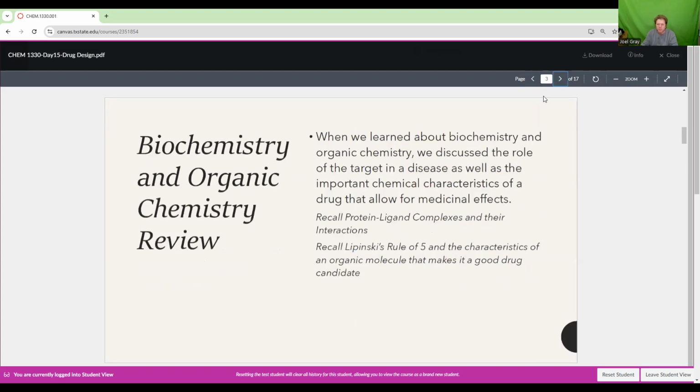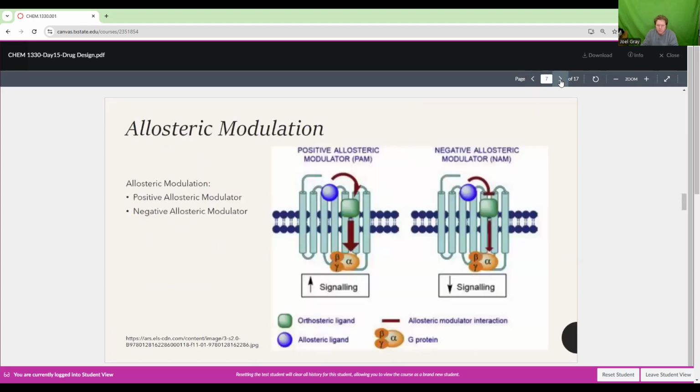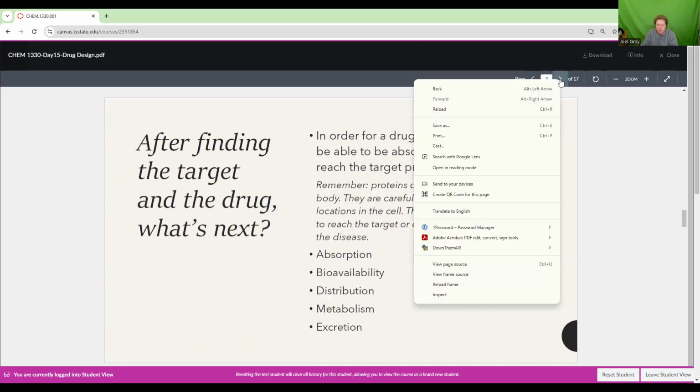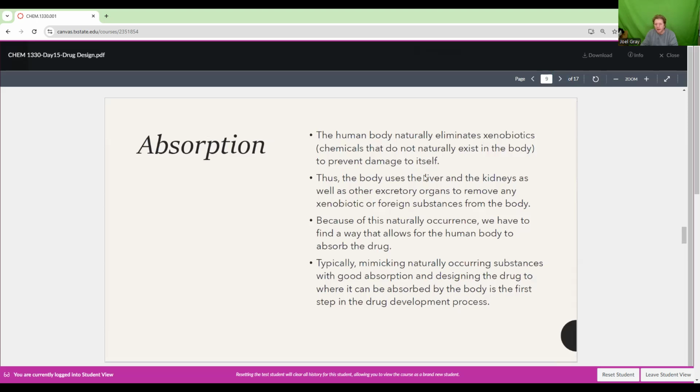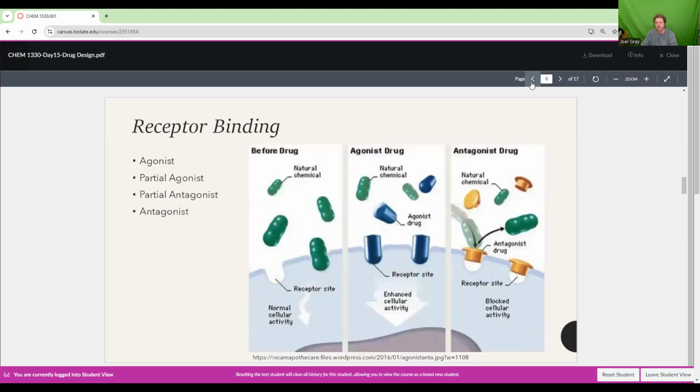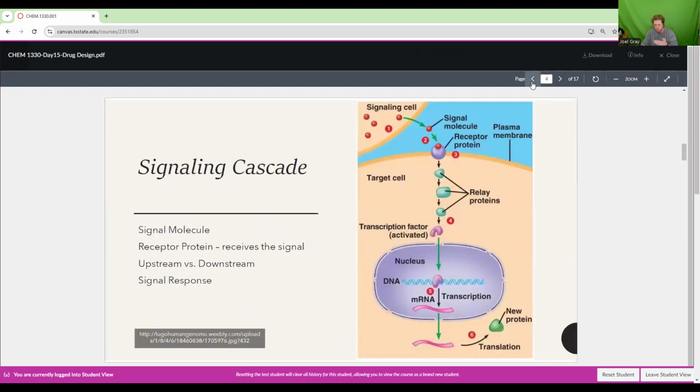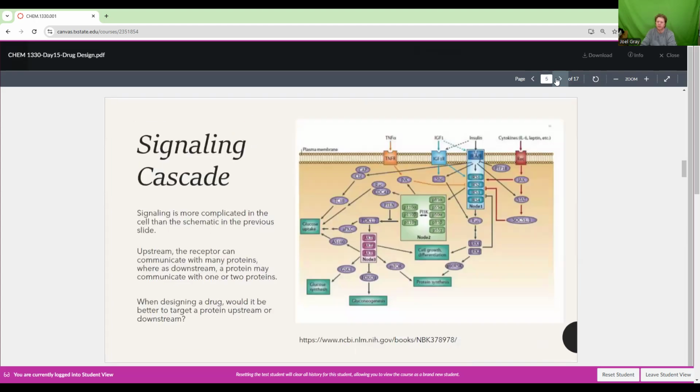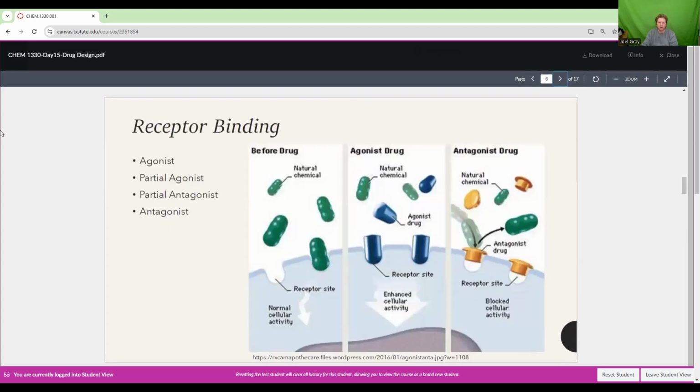That would be something referred to as a xenobiotic. Where is xenobiotic? There it is. A xenobiotic is a foreign substance that your body says, I don't know what to do with that, so I'm going to get rid of it. In addition to that, we talked about signaling cascades. Know what a signaling molecule is and know what a receptor protein is. And what's that going to do?